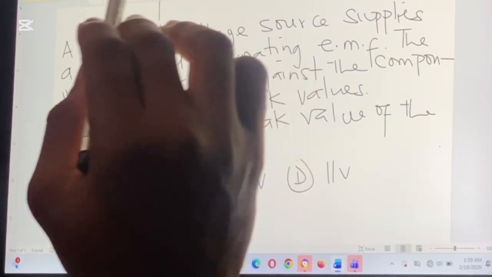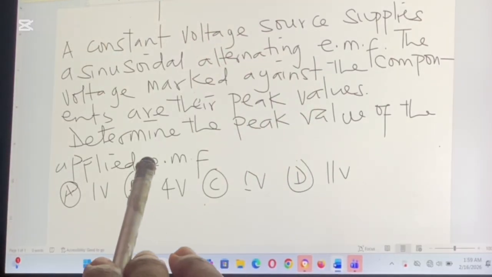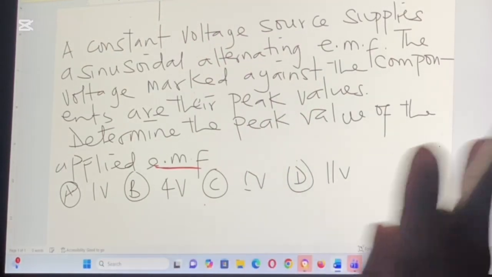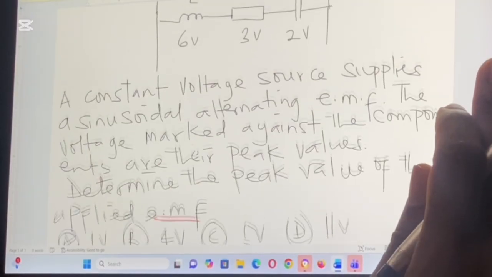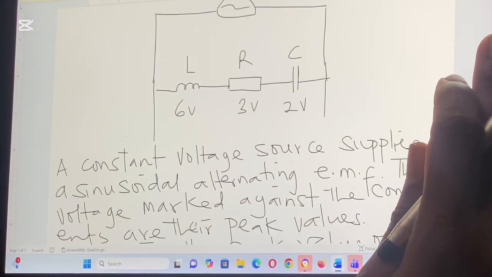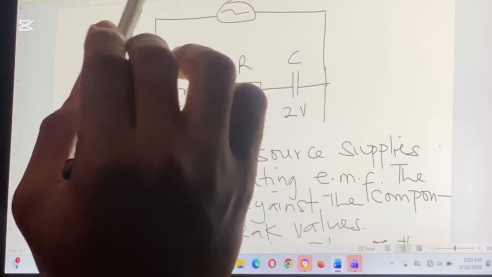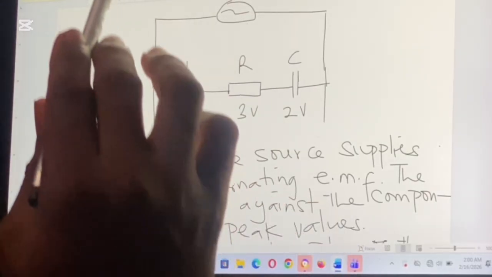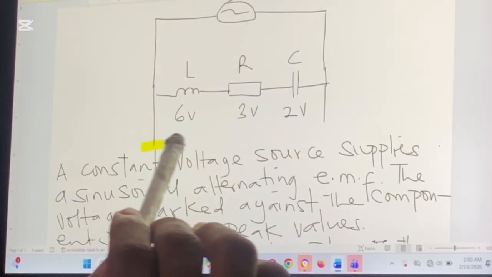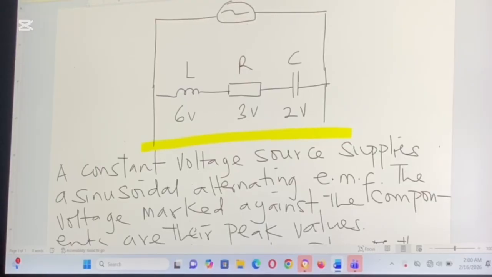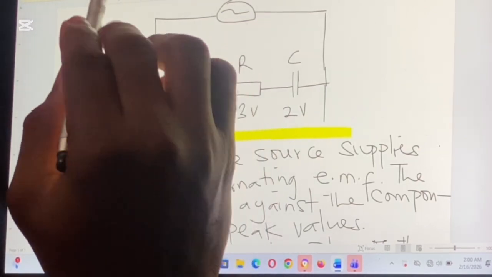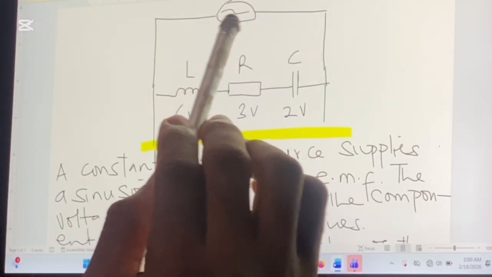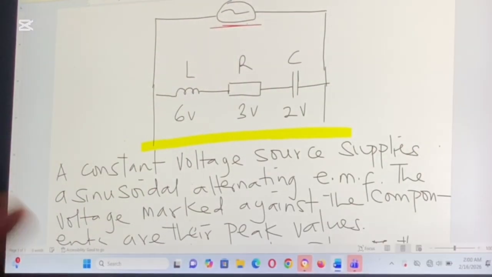The word EMF here represents electromotive force. Please take notes. So we are asked to find the peak voltage in this particular diagram here. But before we solve this question here, class, let's understand the question perfectly. This sign you are seeing here simply means that this particular circuit is an AC circuit.